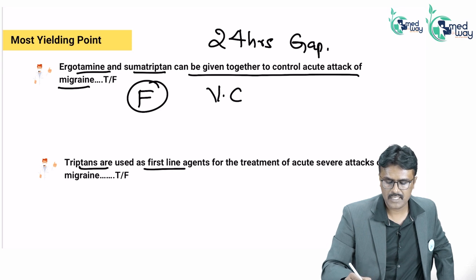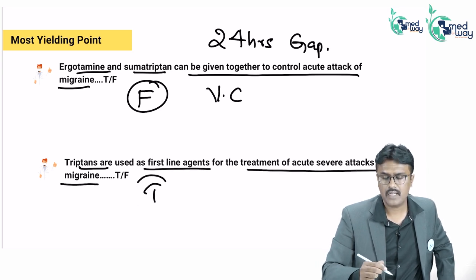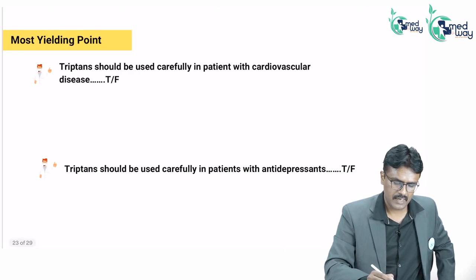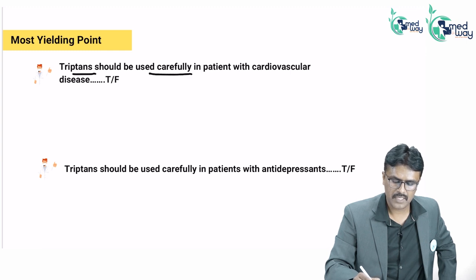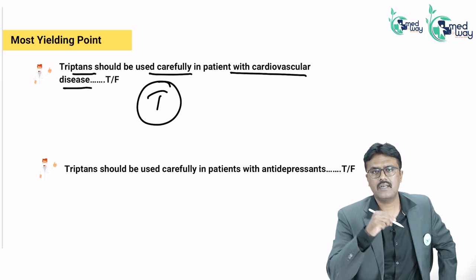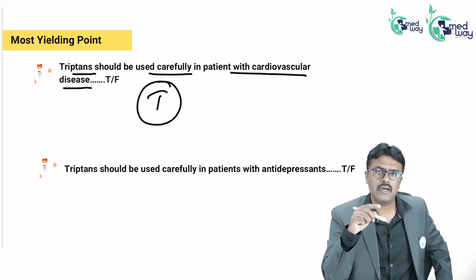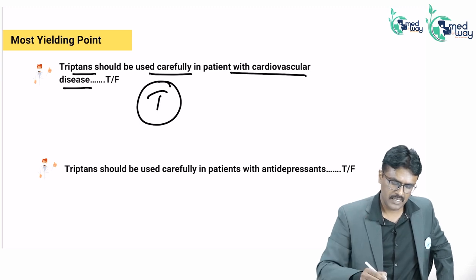Triptans are used as first-line agents for treatment of acute severe attack of migraine. Yes, true. They are the drug of choice for acute attack of migraine. Triptans should be used carefully in patients with cardiovascular disease. True, because they are vasoconstrictors. They can worsen ischemic heart disease and uncontrolled hypertension.